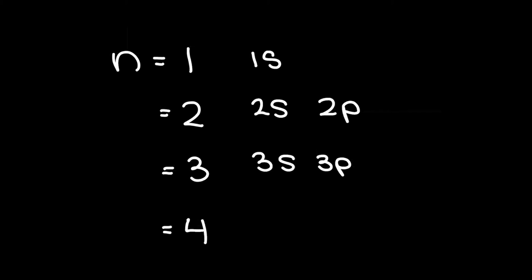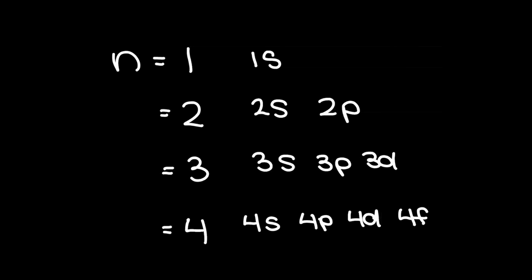So now let's say we have four different values of n: 1, 2, 3, and 4. For each value of n, there's a different amount of allowed subshells. When n equals 1, we have one allowed subshell, which is 1s. When n equals 2, we have two allowed subshells, 2s or 2p. When n equals 3, we have three allowed subshells, 3s, 3p, or 3d. And when n equals 4, we have 4s, 4p, 4d, or 4f.